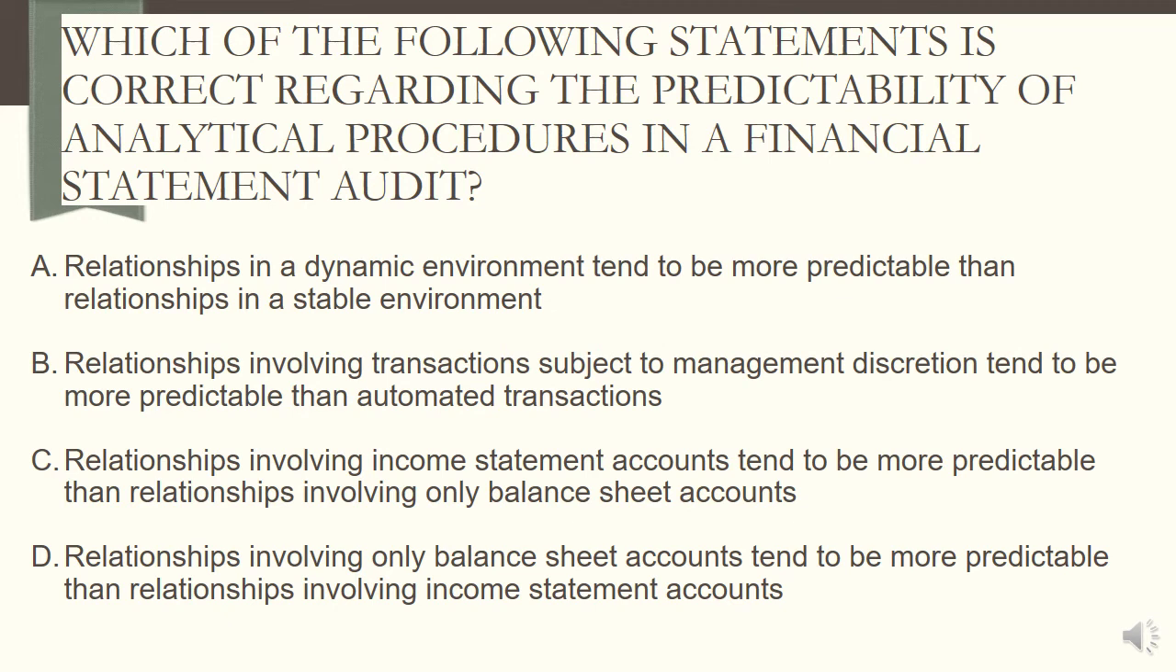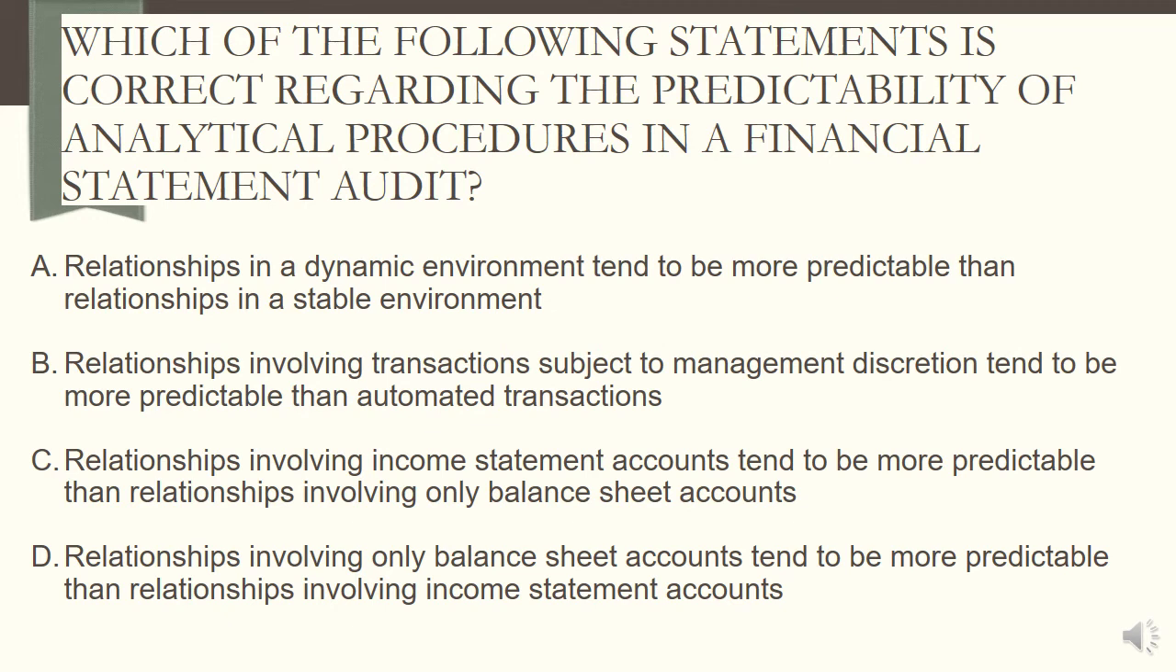Let's look at the other choices and why they are incorrect. Answer D is the exact opposite of the correct answer, answer C. So we know it's wrong. Let's look at B. Relationships involving transactions subject to management discretion tend to be more predictable than automated transactions. We know that's wrong. Accounts where management has final say into the balance can be anything. So thereby, they're less predictable.